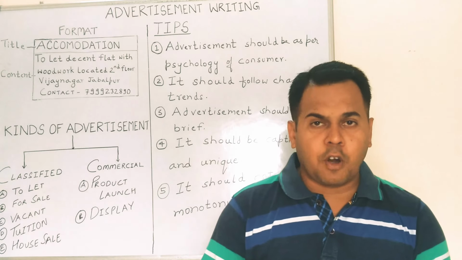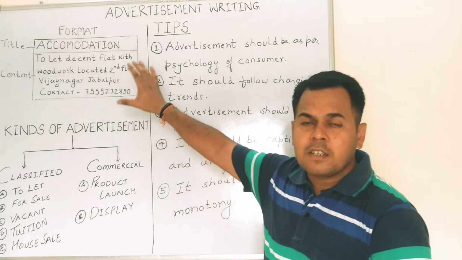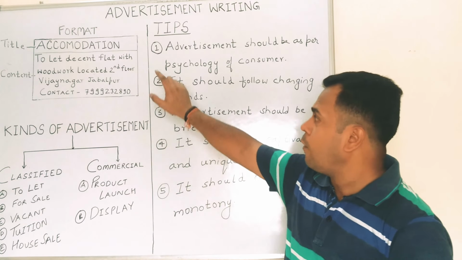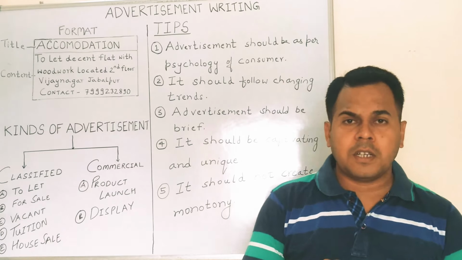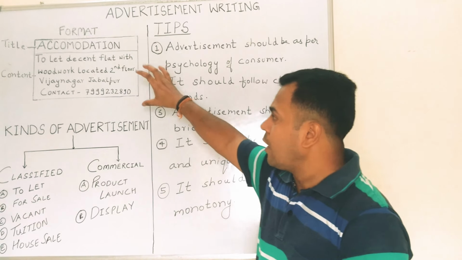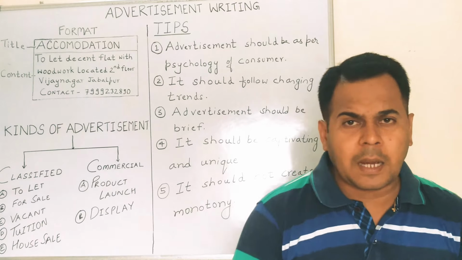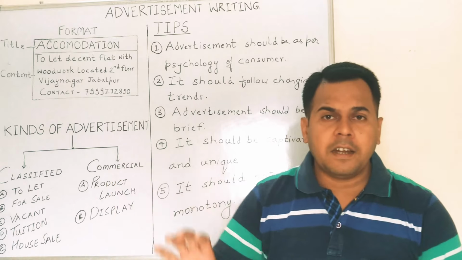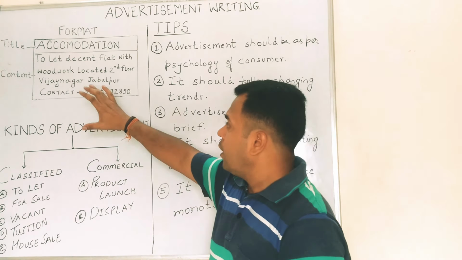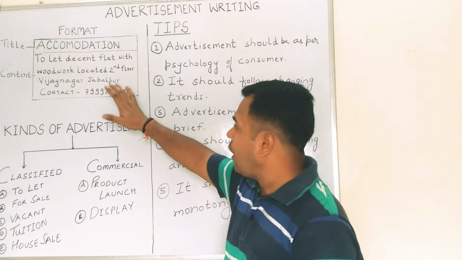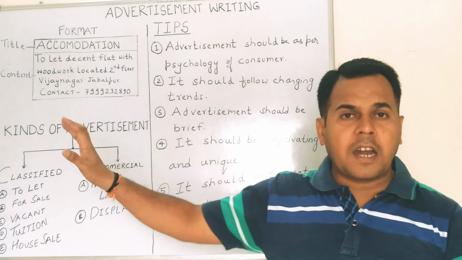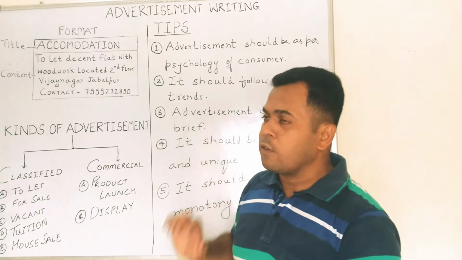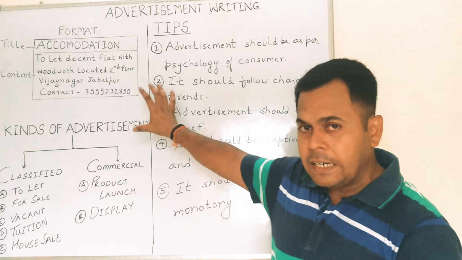So first I will teach you format. As you can see on the screen, there is a format of accommodation. So it is an advertisement of accommodation. First of all, you have to write the title of your advertisement in capital letters and then content in small caps, or you can say small letters, right? Here I have designed an advertisement of accommodation in which there is a flat on second floor at Vijayanagar, and I have mentioned the contact number. So this is how you have to design the ad, right?